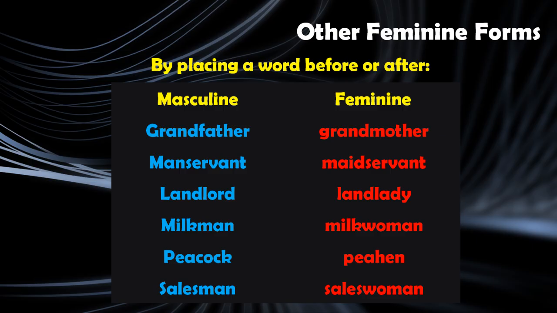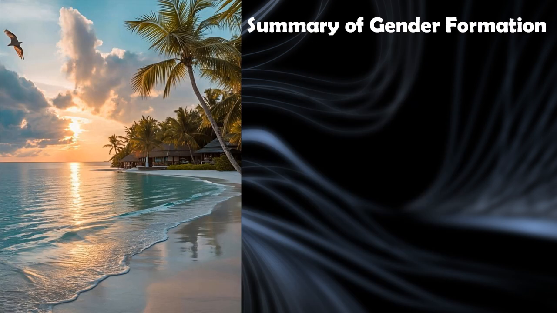In each case, the second part of the compound, like father, servant, lord, is gender neutral or common. It is the first part that specifies the gender. Okay, this method is very transparent and easy to understand. And now let's bring it all together with a clear summary of gender formation.